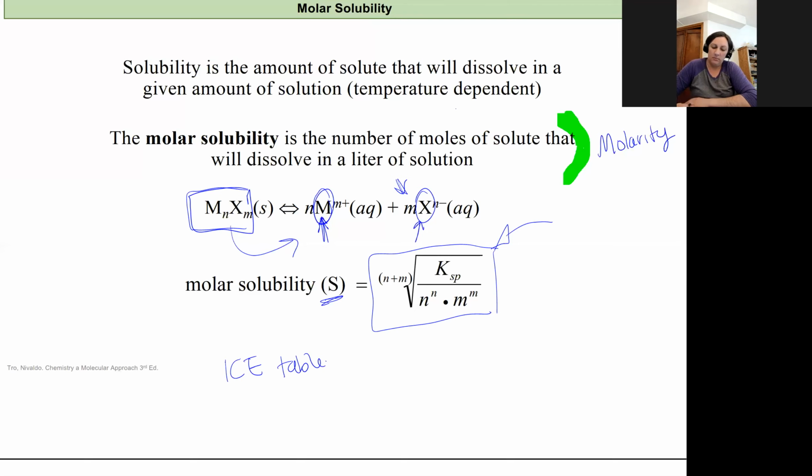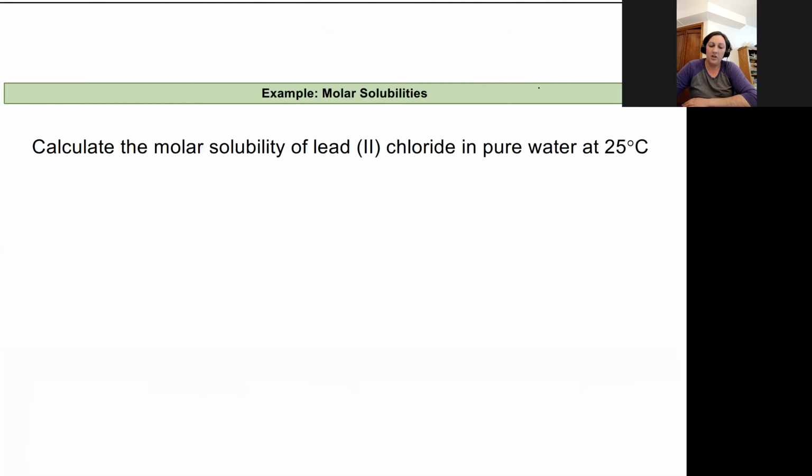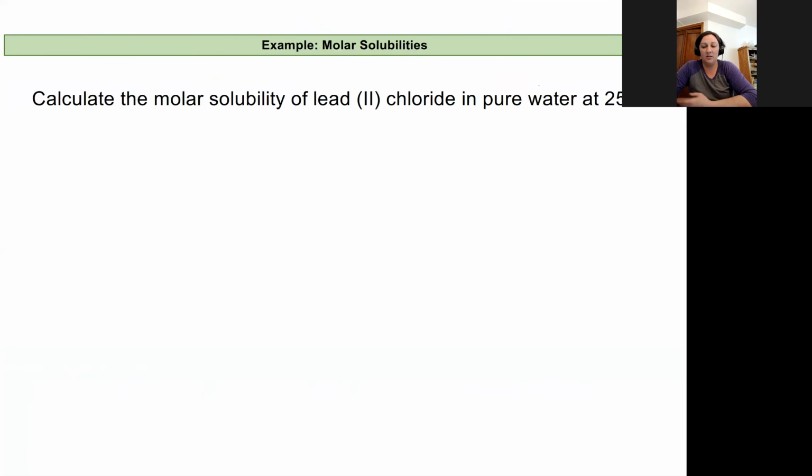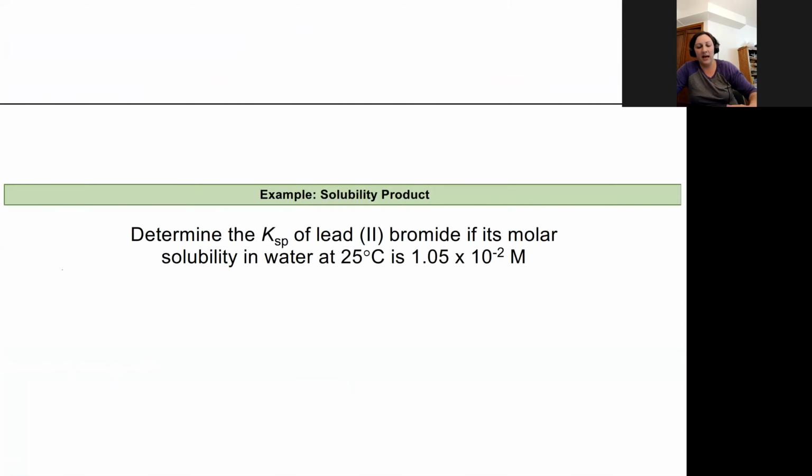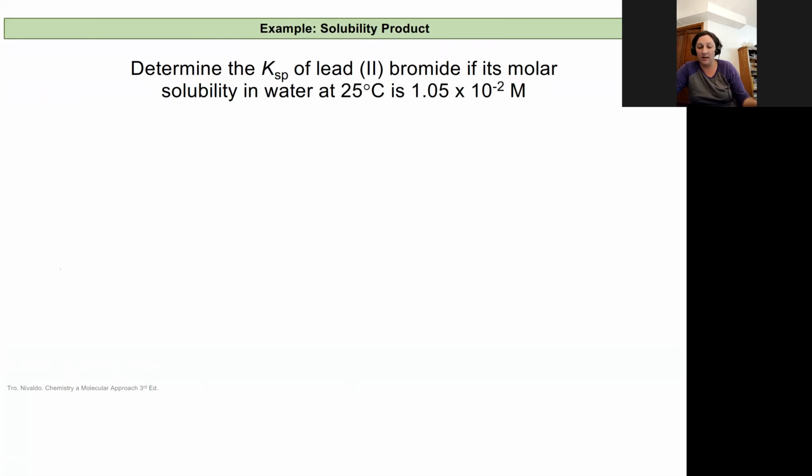So, let's get into it. We're going to do a couple of examples here. They're listed in your lecture slides. We're going to look at the molar solubility of lead chloride in pure water, and then we're going to calculate the solubility product of lead bromide in water if we know the molar solubility. So we'll go for both directions in a following video. If you'd like to try out this problem first before viewing the solutions, I recommend doing that.